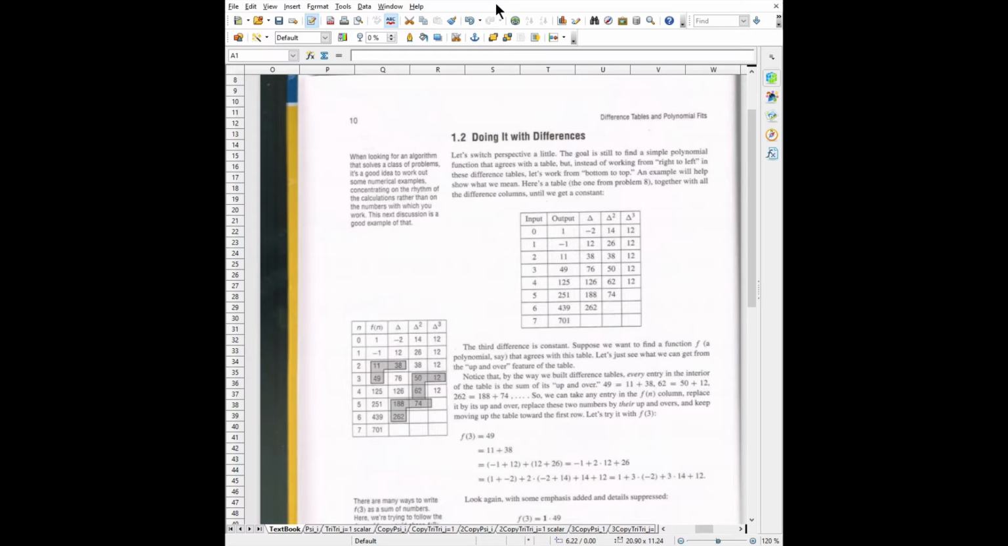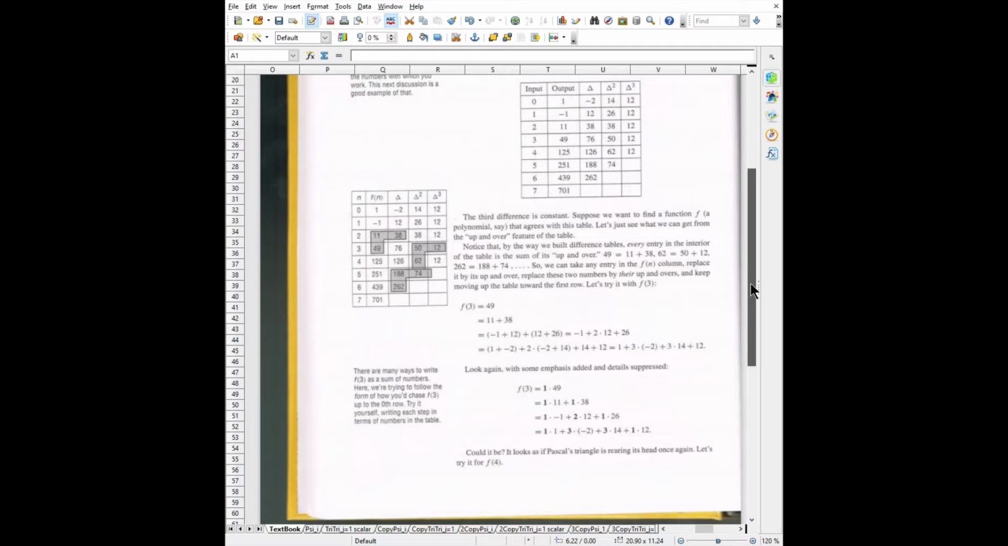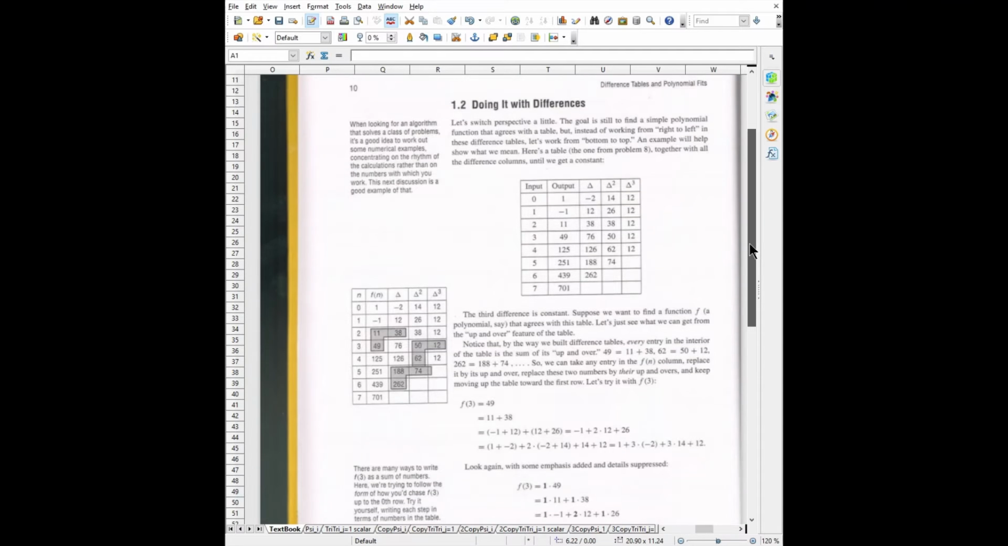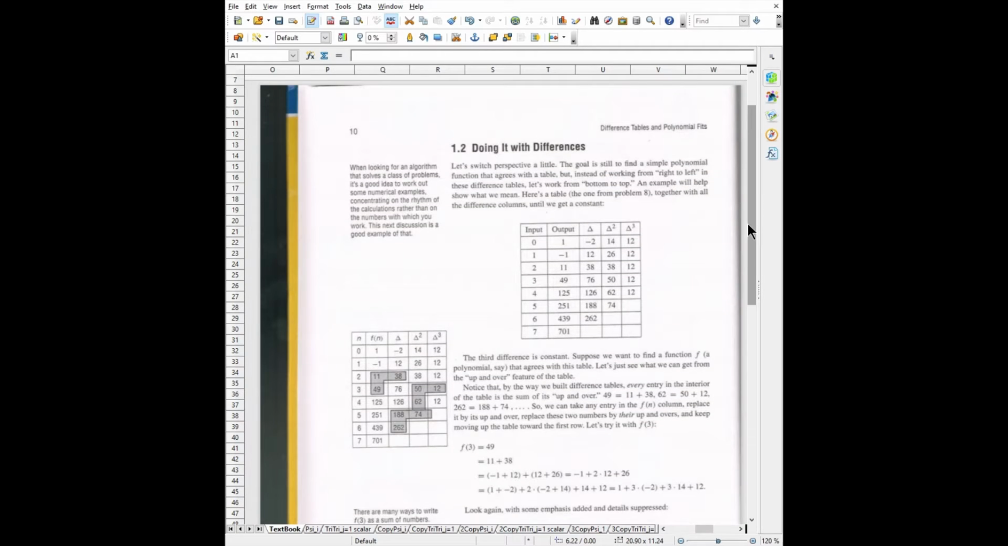The chapter is titled Doing It with Differences. A good bit of Newton and Pascal is referenced. Importantly, as page 10 illustrates, a polynomial takes an input range and generates an output range whose members are pairwise iteratively differenced until a constant across the range is generated.